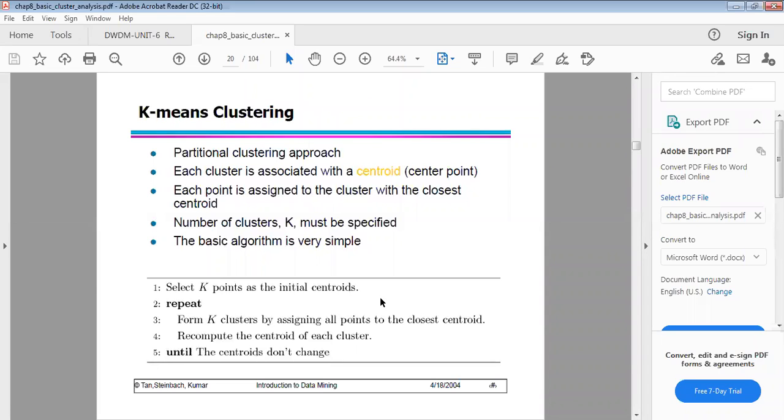The k-means algorithm is a partitional clustering approach based on the center point. Each point is assigned to the cluster with the closest center point. The number of clusters k must be specified. The basic algorithm is very simple. Select k points as the initial centroids. Then repeat forming k clusters by assigning all points to the closest centroid.